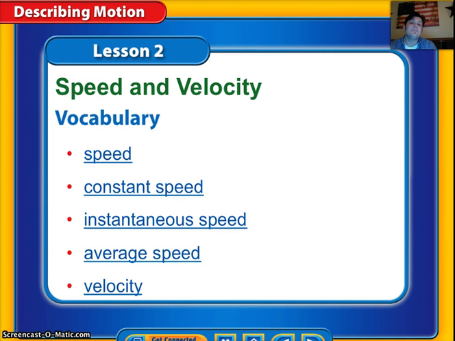We have 5 of them: speed, constant speed, instantaneous speed, average speed, and finally velocity. We're going to be able to get you to know what each word means scientifically and kind of tell the difference between them. A lot of these words, obviously 4 out of 5 of them, have the word speed. They all have something to do with speed, but how are they different? So we'll figure that out too.